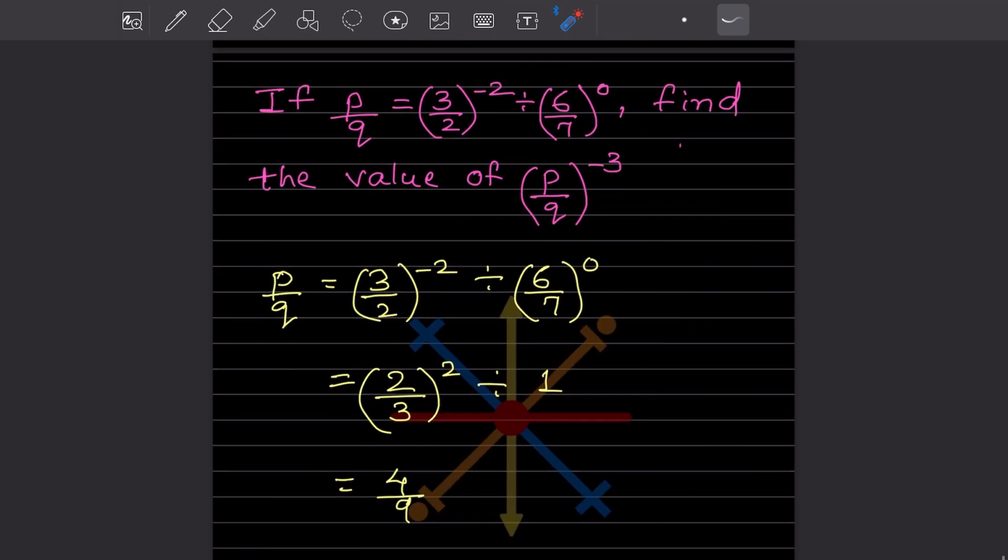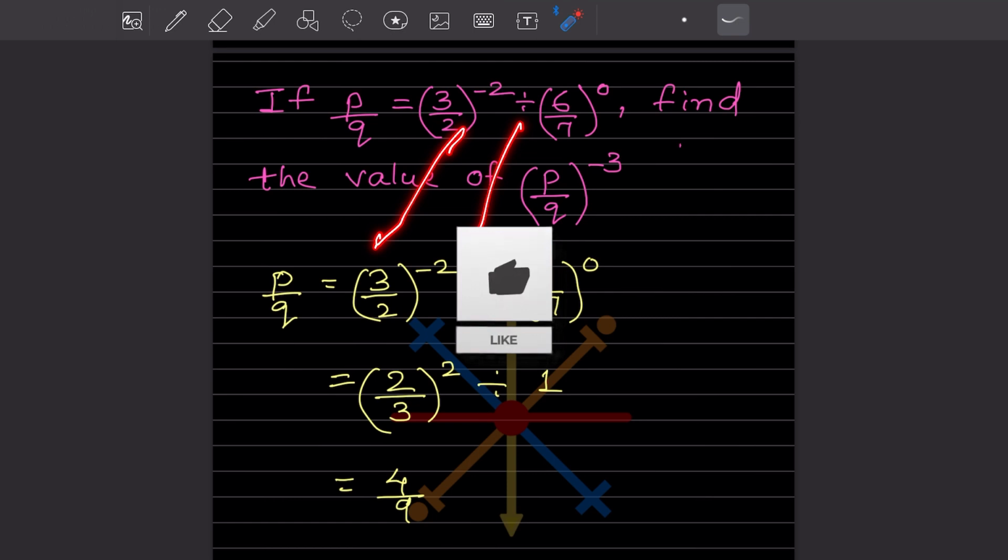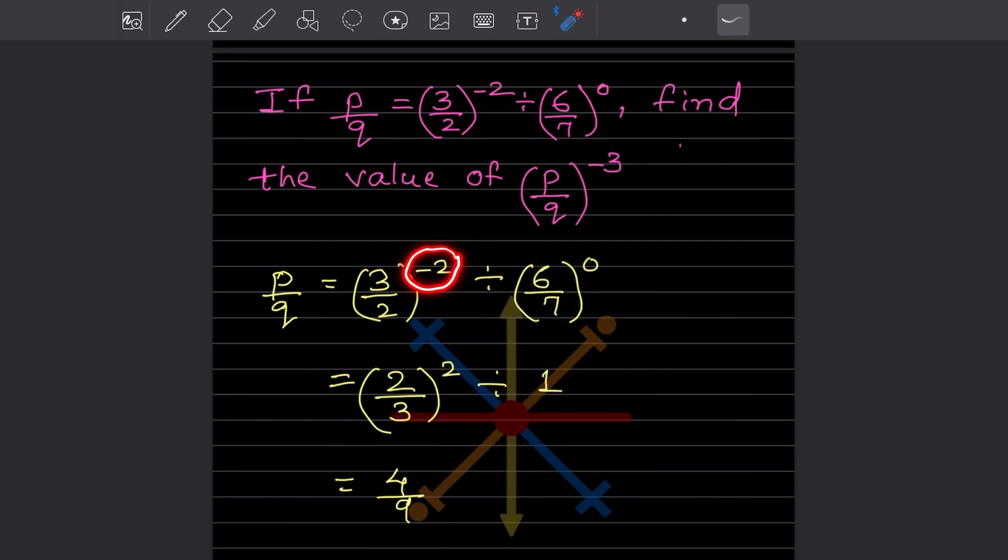And now look at here. This is the question given. So here p by q as it is, this also as it is, this is all written. The question is given as it is. Now look at here. This is the negative exponent. So we are going to make it positive, means this will get flipped over. That will be 3 by 2 will become 2 by 3 and raised to 2. And anything raised to 0 should be 1. So this should be 1.